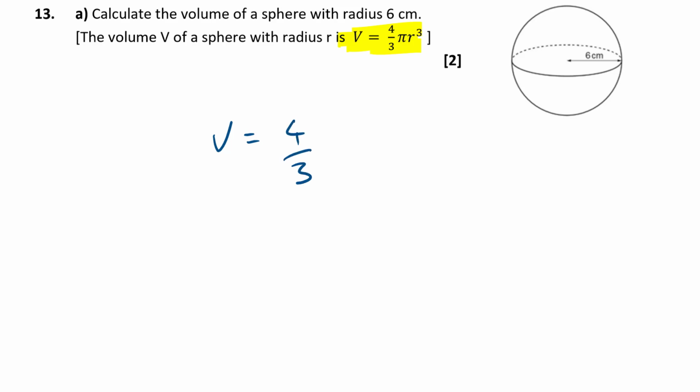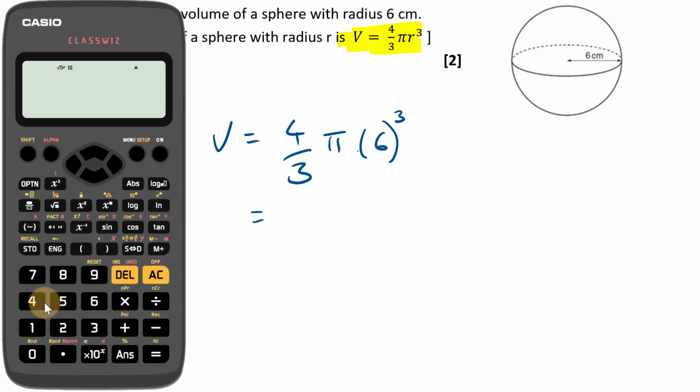So 4/3 pi r cubed, which is 6 cubed. So 4/3 pi 6 cubed. What's that then? Let's tap that into the calculator and find out. So 4/3 of pi times 6 to the power of 3. That comes out to be 288 pi.